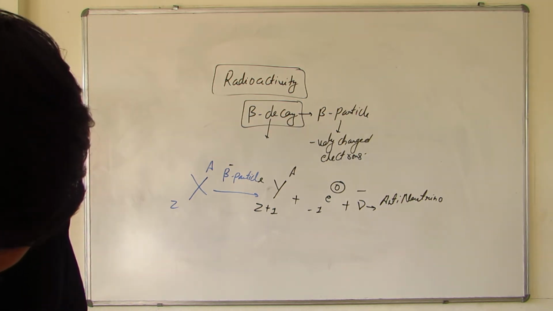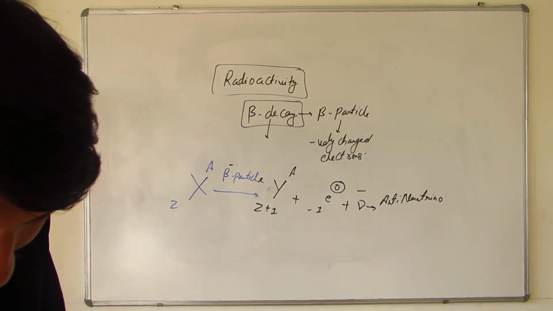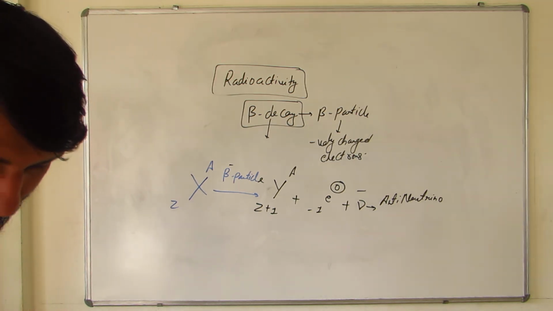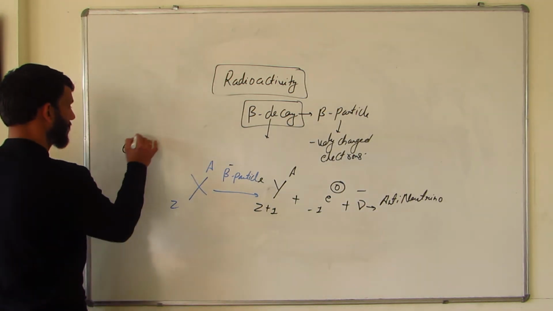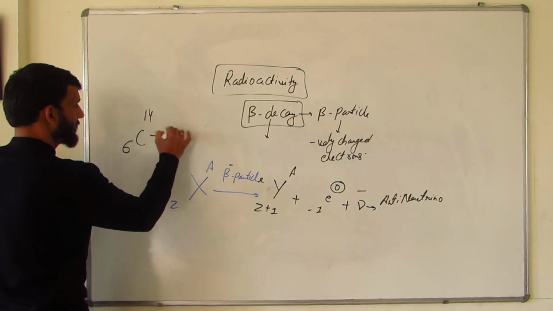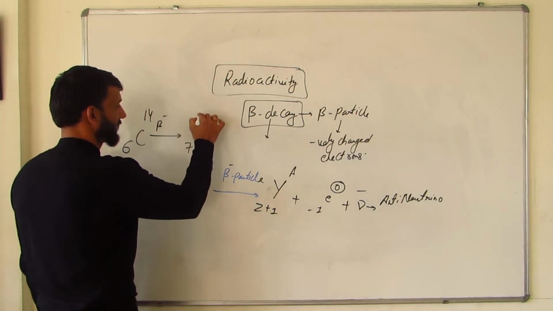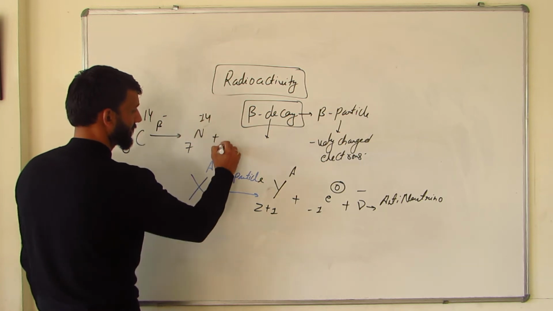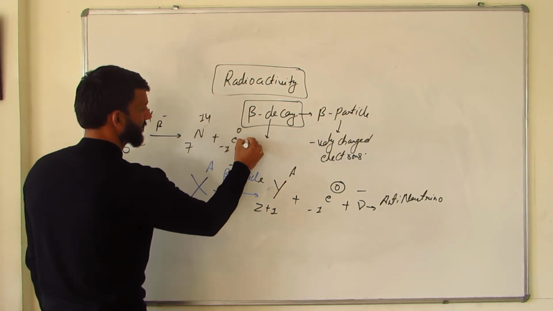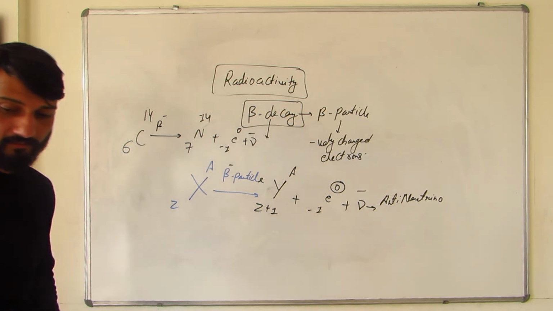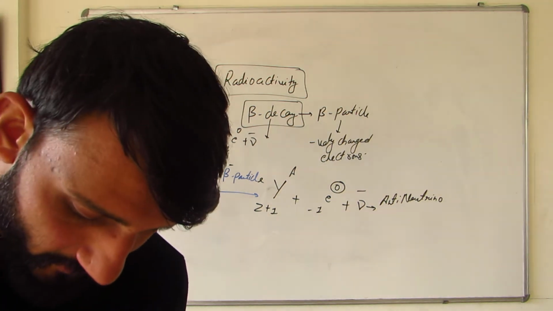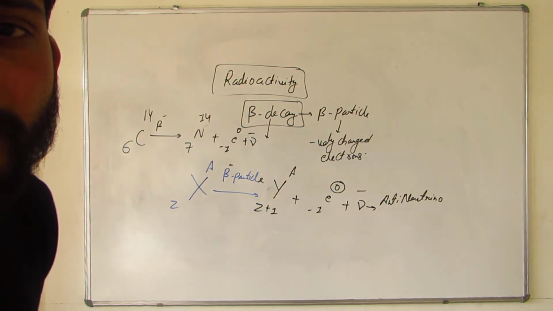Now, if we write an example of this equation, it will be carbon, beta minus decay. It will become 7 nitrogen 14 plus minus 1 is 0 and plus anti-neutrino particle. So that is there, right? So this is for beta decay.